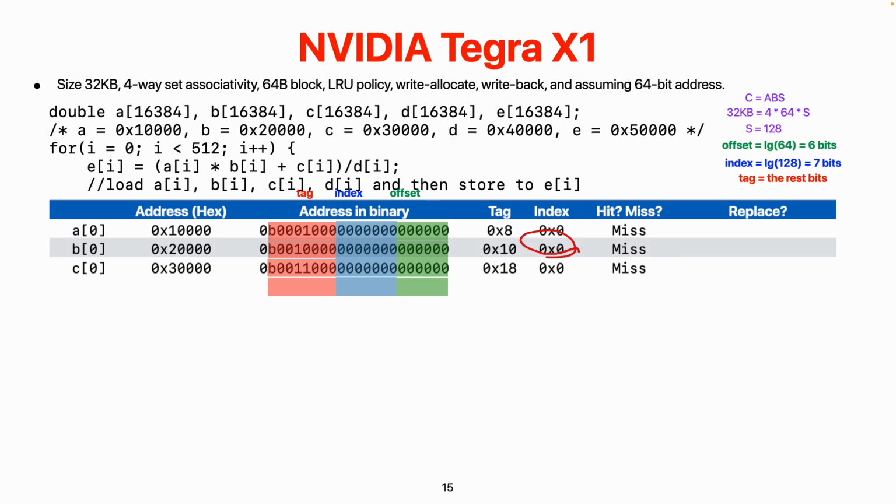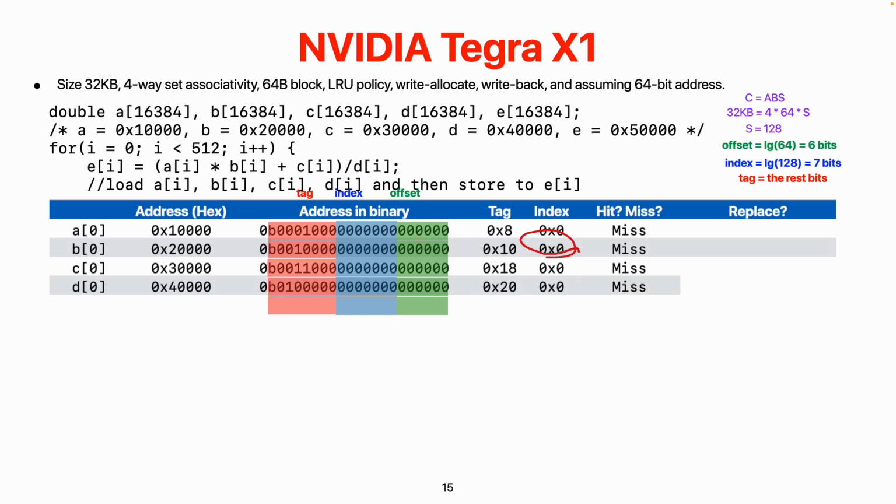So now, when we access D0, again it's index 0, so this is a miss. Do we have to kick anyone out? No, because we still have 1 room available, right?